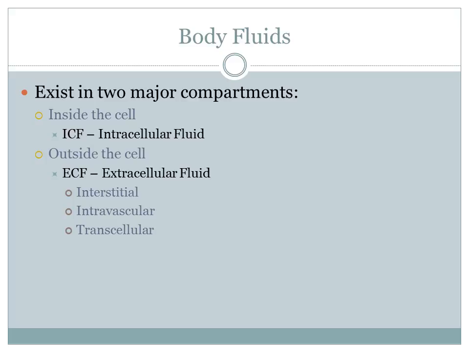The extracellular comprises 20% of our body weight, and it is subdivided into interstitial, which is the fluid that is between the cells, intravascular, which is the plasma, and transcellular, which would be located in the GI tract, the cerebrospinal fluid, pleural fluid, peritoneal, and synovial fluid. And it represents a very small volume of body water at any given time.